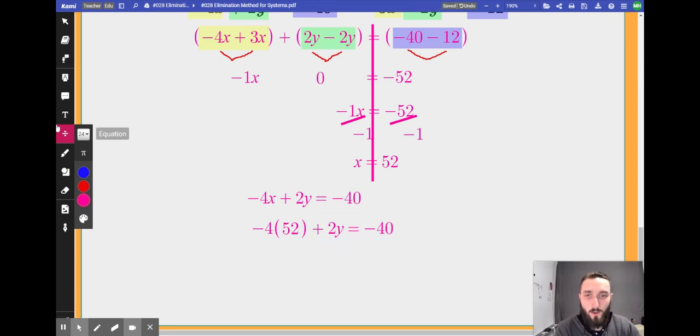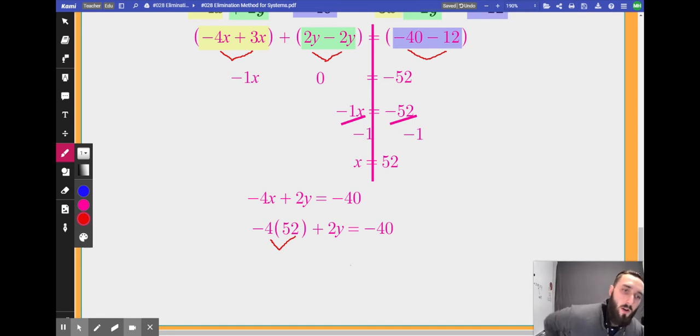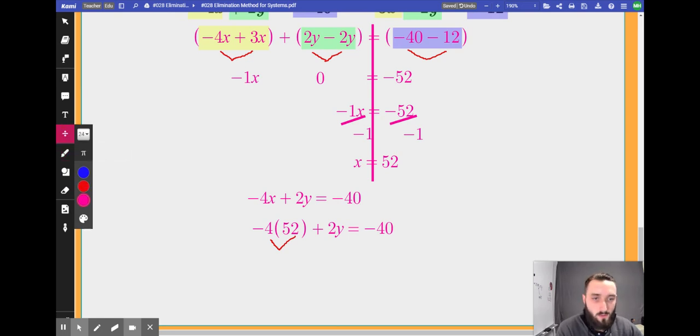All right, now I'm going to simplify. So negative 4 times 52. Well, 4 times 50 is 200. 4 times 2 is 8. So I've got negative 208. This will be negative 208, plus 2y equals negative 40.